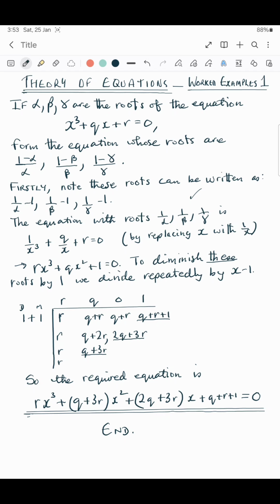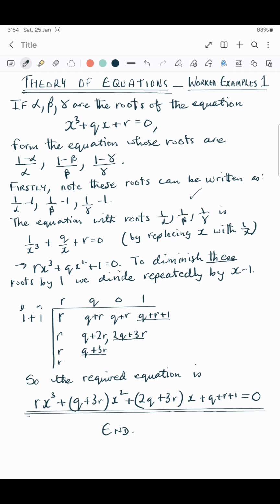So we now need to diminish these roots by 1 to give us the roots that we require, or the equation that we require. And to do that, all we do is divide repeatedly by x minus 1. And I've used synthetic division over here. The coefficient of x is 1, so I've written that as 1 under the letter D, divisor, and we reverse the sign of the constant term to plus 1. That's one of the rules of synthetic division.